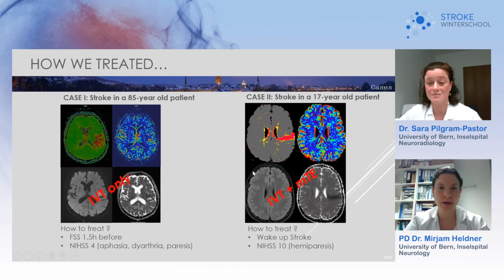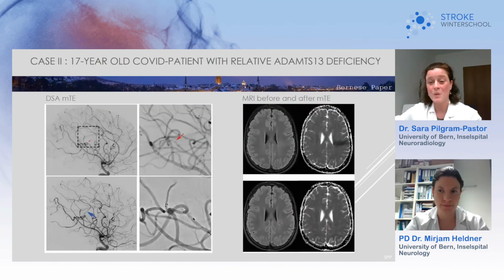So now we come back to our cases, so you can see how we finally treated them. The first patient received intravenous thrombolysis only. The second one received mechanical thrombectomy additionally. The second one indeed was quite an interesting case for us. It was not the first, but I think the second or third COVID-associated stroke.